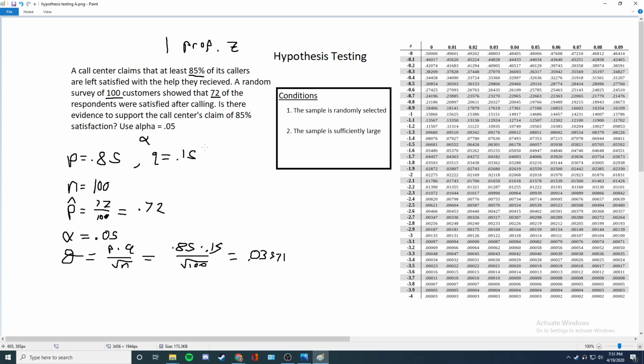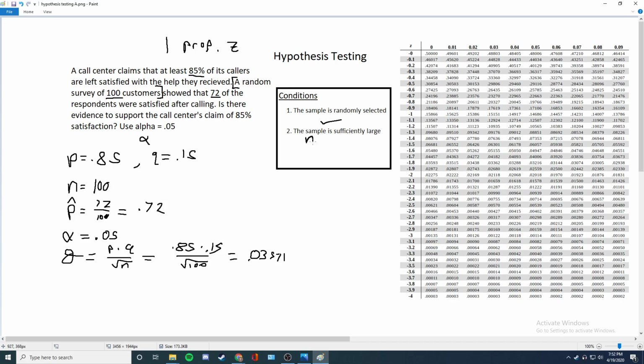Okay, so now that we have all the pieces that we need, there's one more step before we can actually go on with the test, and that is checking all the conditions. The first condition for this kind of test is that the sample is randomly selected, which you can generally gather from the question itself. So here we've got a random survey of 100 customers. So we have some smaller part of the population that was randomly selected for the survey, which clears that condition.